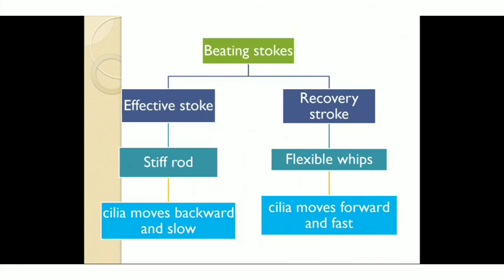Whenever there is an effective stroke, the cilia becomes a stiff rod, so that the cilia can move backward and slow, and in the recovery stroke, the flexible whip, the cilia becomes flexible and not the stiffer one, and it moves forward and fast.